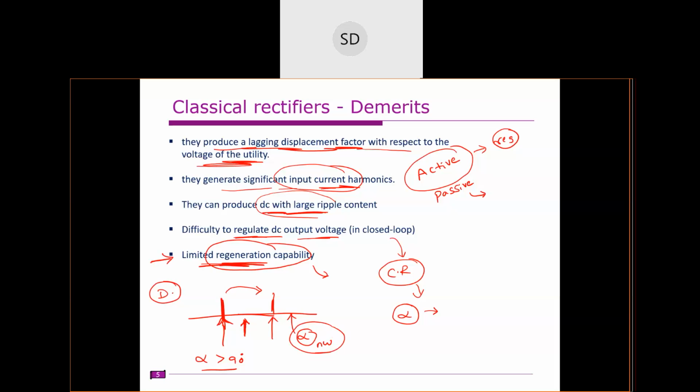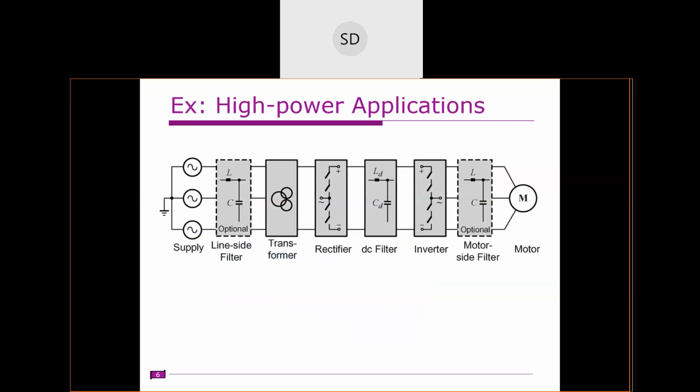These are the drawbacks of conventional rectifiers. First, they always demand a large amount of reactive power, and they distort the input current waveforms. The output produced is also not pure DC, so we require filters to regulate the output voltage. Their closed loop performance is sluggish, and their regenerative capability is limited.